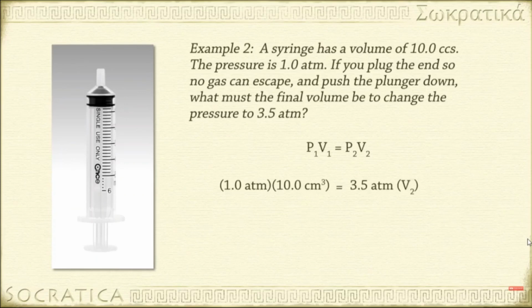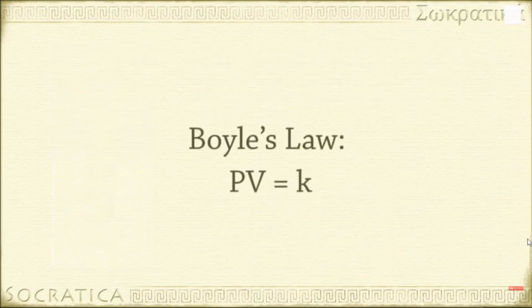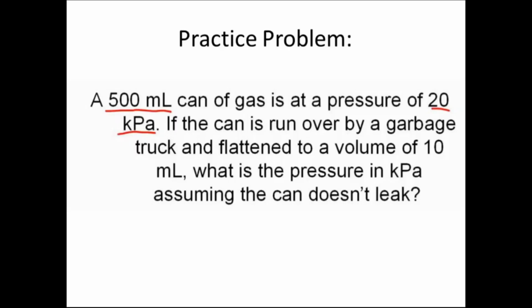Solve for V2. Divide both sides by 3.5 atmospheres. 1.0 atmospheres times 10.0 centimeters cubed divided by 3.5 atmospheres equals V2. V2 equals 2.9 centimeters cubed, or 2.9 cc's. Boyle's Law relates pressure and volume.